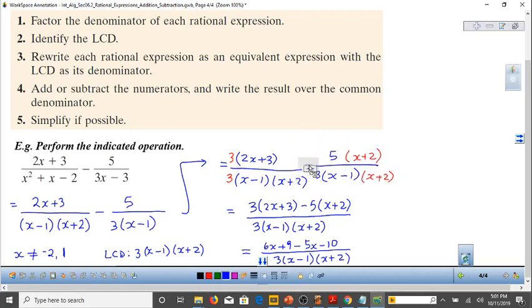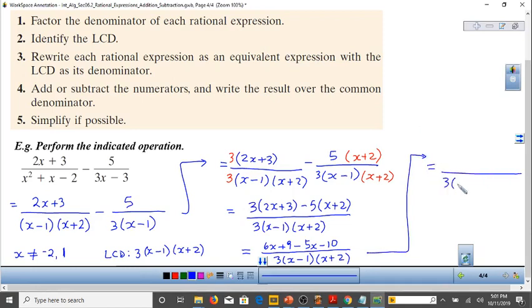Let me just adjust it a bit so we have a little bit more space here. Now what I will do is combine like terms. The denominator stays the same, 3 times x minus 1 times x plus 2, and then 6x minus 5x is x, and 9 minus 10 is -1. And what do you know? There's an x minus 1 in the numerator and the denominator. I can now cancel that, but I need to remember to put my domain restriction.